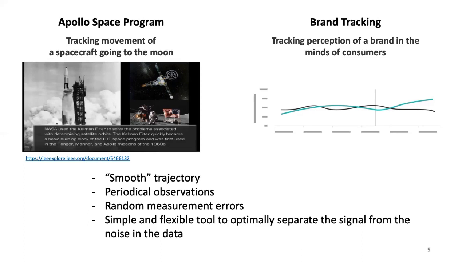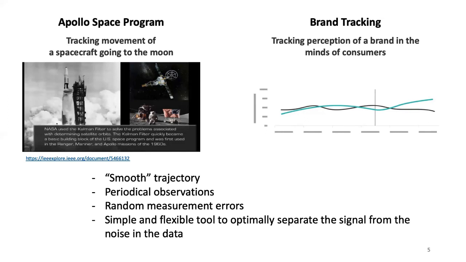That brings me to my second point: even though that trajectory is a smooth trajectory, we don't actually observe that entire continuous change in that trajectory. What we do have is periodic observations. So the astronauts take periodic observations about where the spaceship is, and we take periodic samples about where the brand is sitting in terms of perceptions in the consumer's mind.